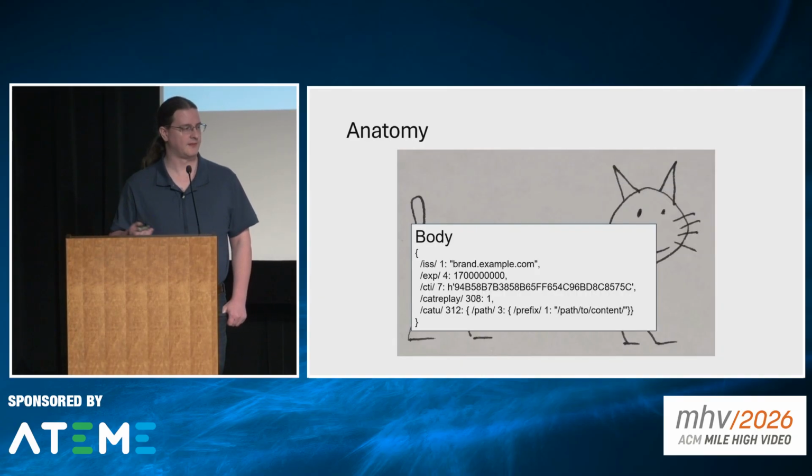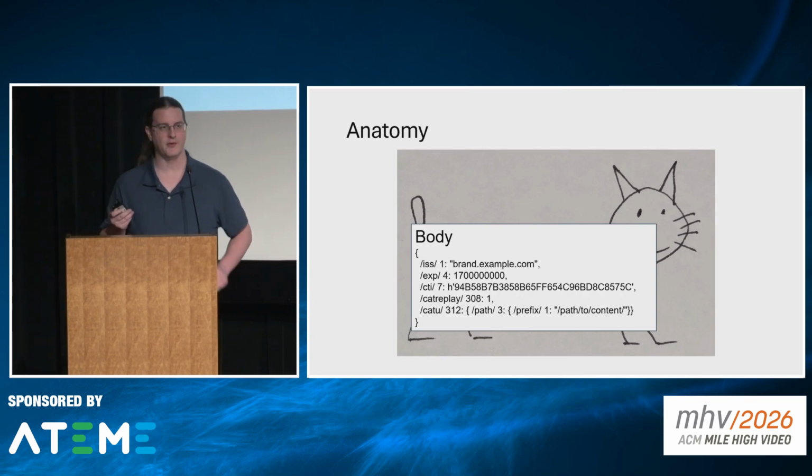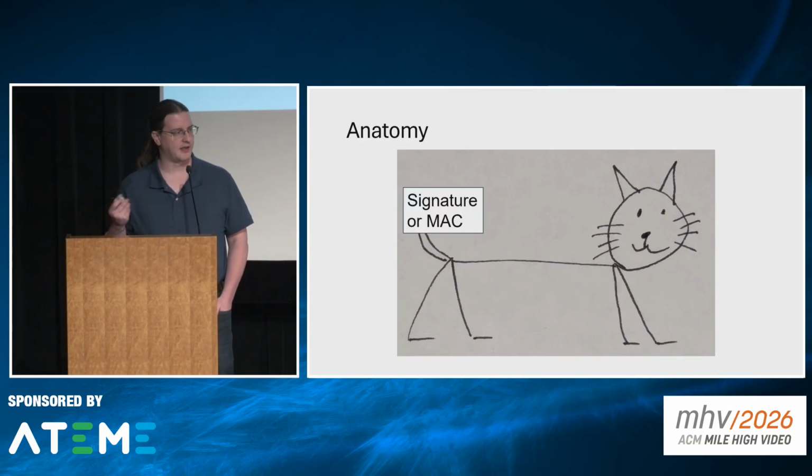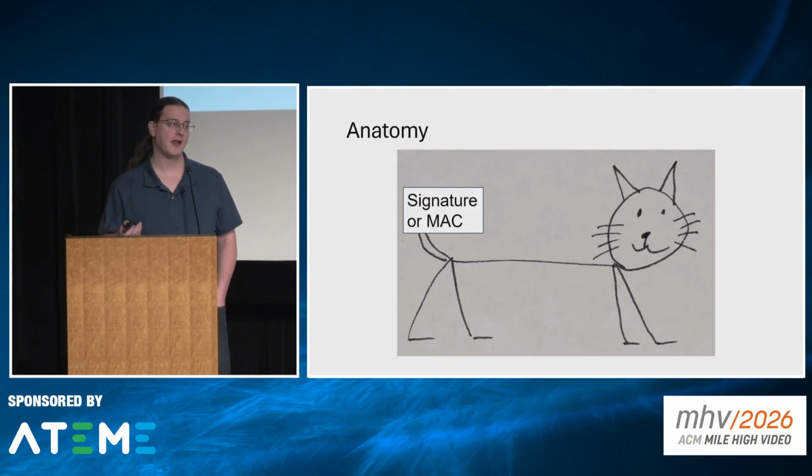There we go. And the body has all of the claims that you are going to have to work with. It's by far the most interesting part, and it is the part we're going to spend the most time talking about here. And then of course, here's the signature or the MAC that goes at the end. Signatures are asymmetric, and the MACs are symmetric. They have different properties. Read the paper for details. It matters.